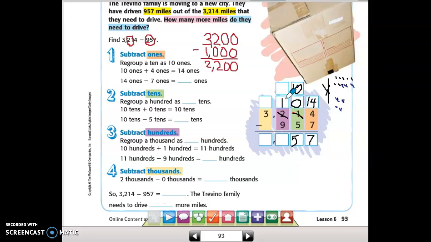And again, I can't have 1 and take 9 away from it. So I have to regroup. 3,000 becomes 2,000.